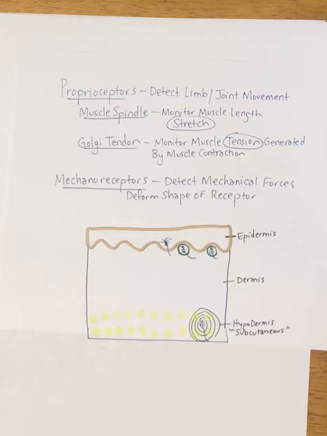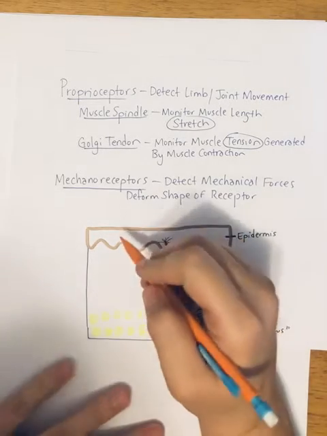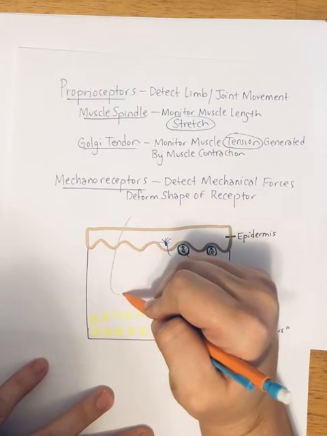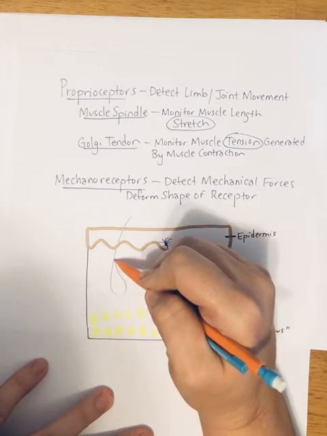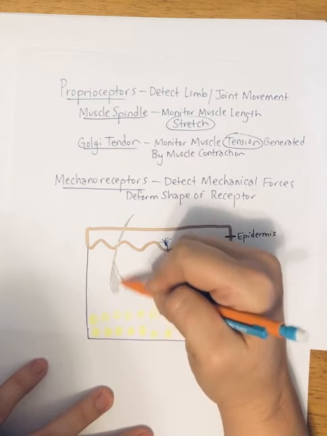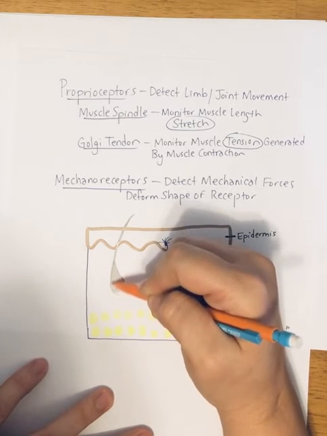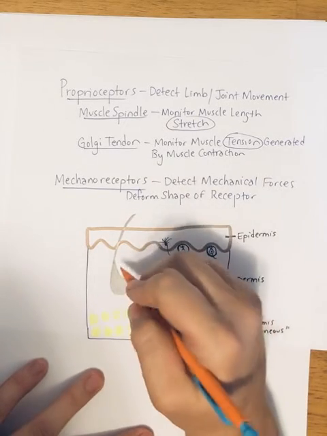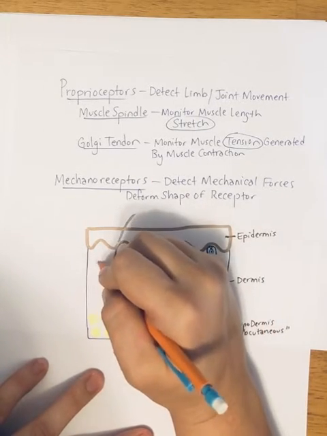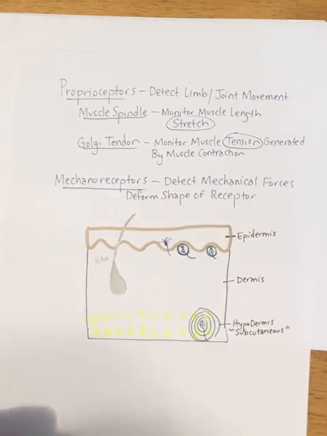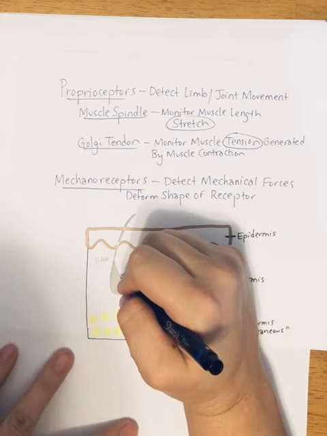You're going to also have hair. This is your skin. I'm going to draw a hair. The word for hair is pili. Right now we're not learning that. This is a hair. So we're going to have one receptor that's going to be attached to it.